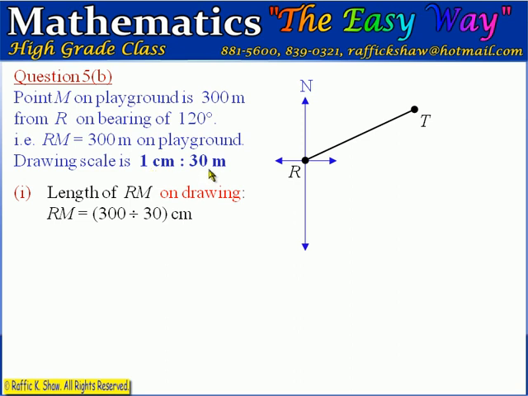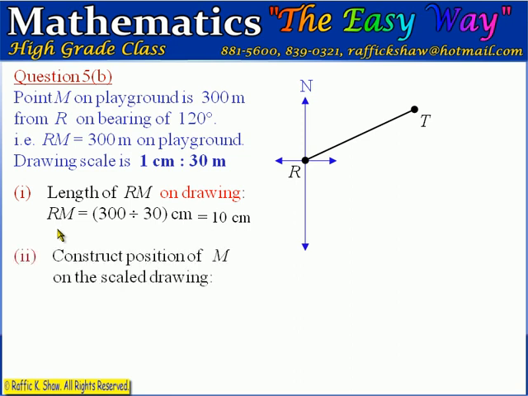1 centimeter on the drawing is 30 meters on the ground, and so if we have 300 meters on the ground, we have to divide 300 by 30 to get the length of the line RM on the drawing, and that result is 10 centimeters, and therefore the length of RM on the drawing is 10 centimeters.